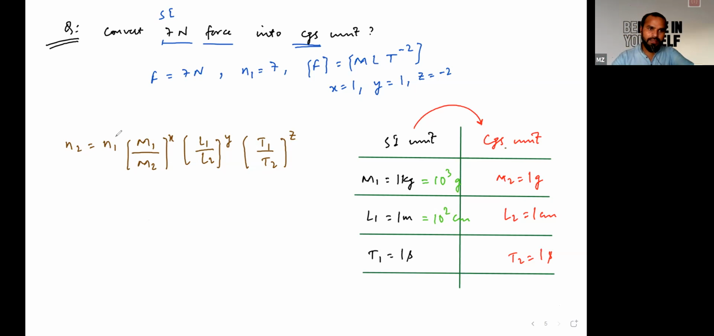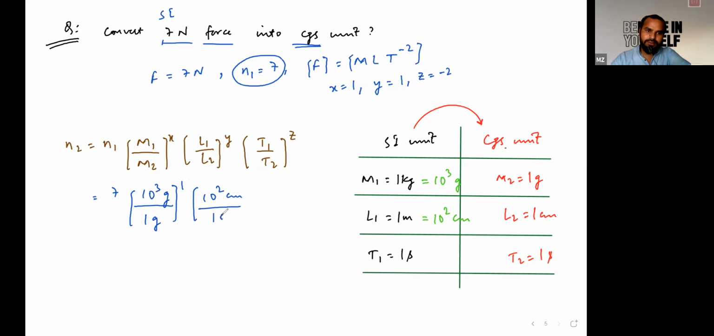Just see. Here we have n1. n1 is nothing but 7. So put the value of n1 as 7. m1 is nothing but 1000 gram, so it will be 10 to the power 3 gram, divided by m2, which is equal to 1 gram, and whole to the power x. X is 1. Similarly, the value of L1 is equal to 10 to the power 2 centimeter. L2 is equal to 1 centimeter, whole to the power y, which is nothing but 1. Similarly, for time, 1 second and 1 second, whole to the power -2.